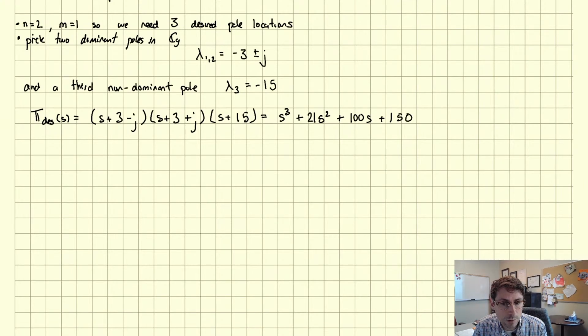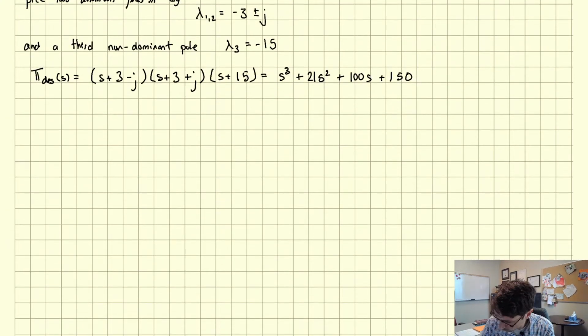Okay, and so now we have everything we need. We have the information of the plant. That's going to give us that Sylvester matrix. We have now our desired characteristic polynomial. That'll give us the right-hand side of our linear equation, and then we just solve for the controller gains. So step 4. Set up and solve design equations.